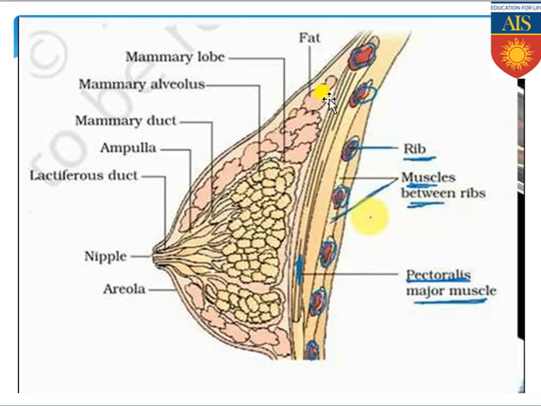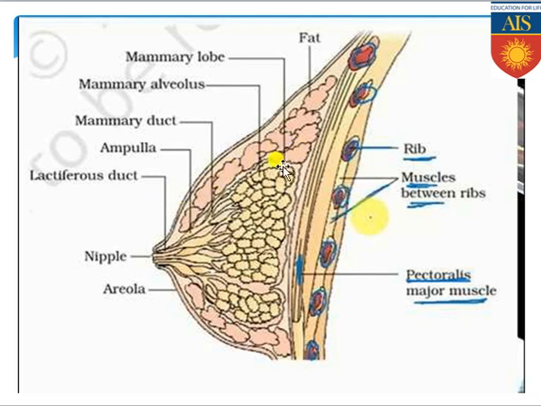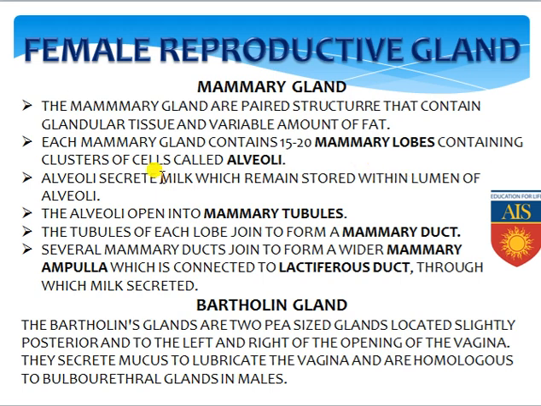These pink colored portions are the fats which are present within the mammary gland and which are responsible for giving the fleshy structure. Next, there is also the presence of epithelial cells, and these specific epithelial cells are the mammary alveoli. These structures are exclusively responsible for both milk synthesis and milk secretion. Each mammary gland contains 15 to 20 mammary lobes. Within the mammary gland 15 to 20 mammary lobes are present, and within them the mammary alveoli are present, containing clusters of cells known as alveoli.